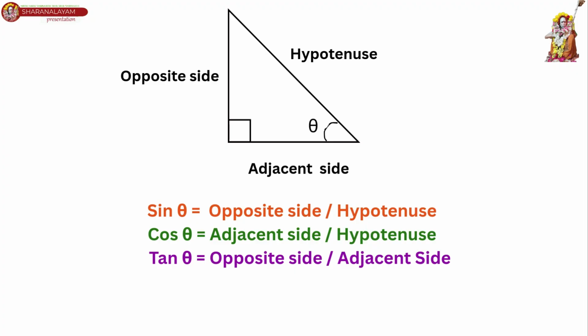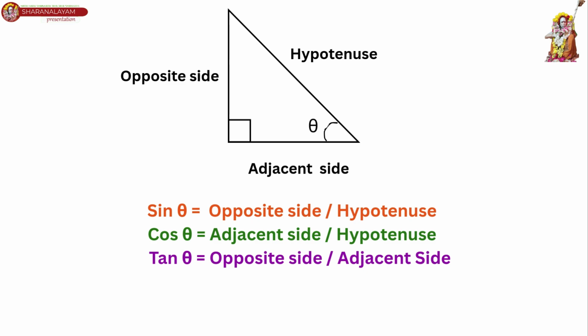We all know that in a right triangle, sin theta will be opposite side upon hypotenuse, cos theta will be adjacent side upon hypotenuse, and tan theta is equal to opposite side upon adjacent side. But how do we remember that? How do we memorize that? What will help us to remember that?